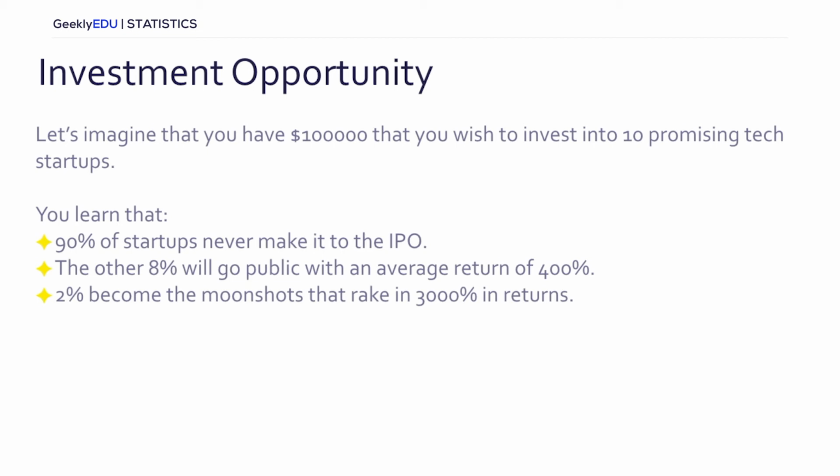And 2% become the moonshots. They are the Facebooks and the Googles that go up incredibly high and make your investment really pay off. So you can expect to make about 3,000% in returns. So the question is, what is the expected value of your investment if you invest $10,000, 10 times? Well, let's find out.